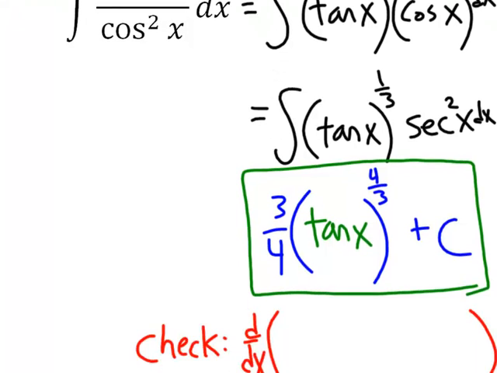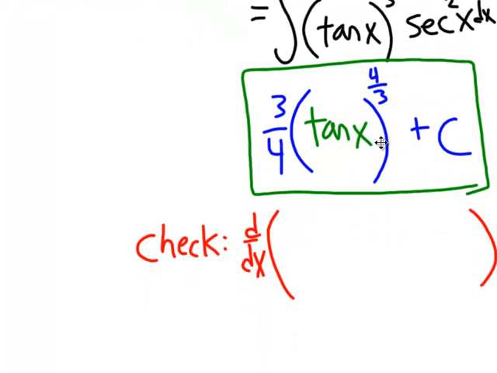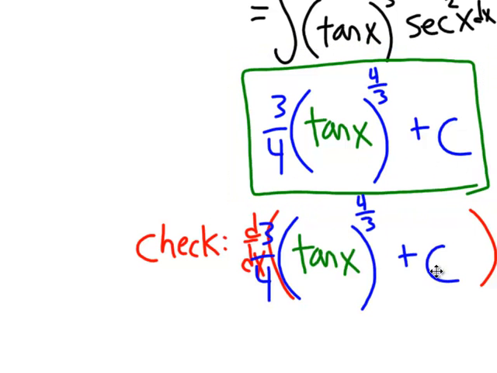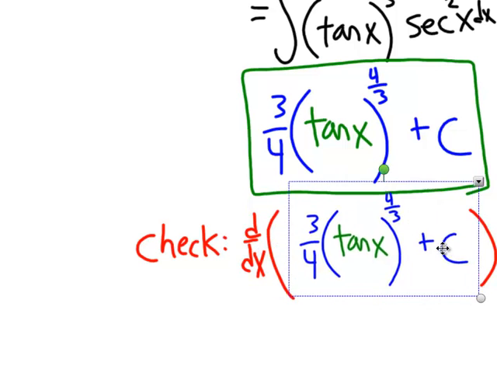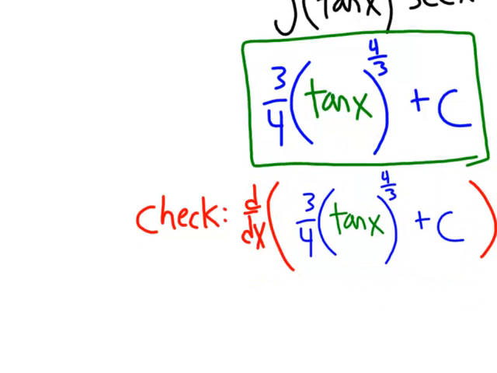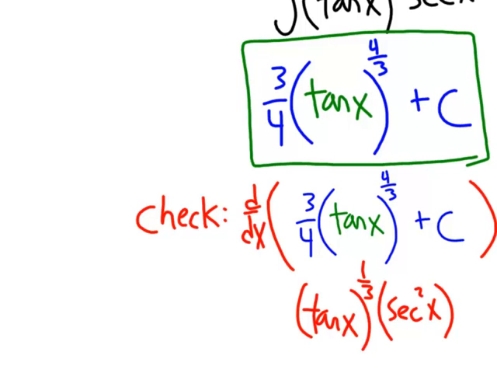So let's check at this time. Let's take the derivative of our final answer. And 3/4 times the 4/3 will give us just 1 times tangent of x. Subtract 1 from that exponent of 4/3 and we get 1/3. Chain rule says multiply times the derivative of tangent x, secant squared x. The derivative of c is 0.